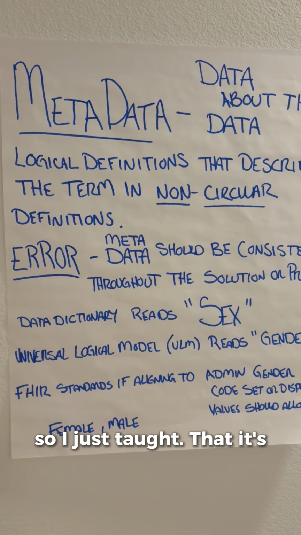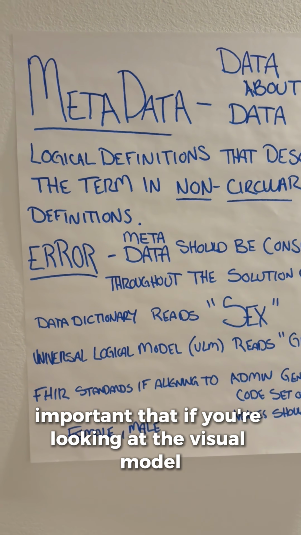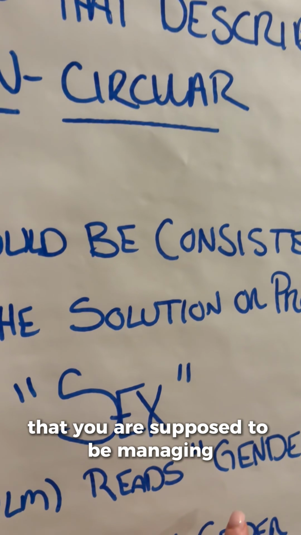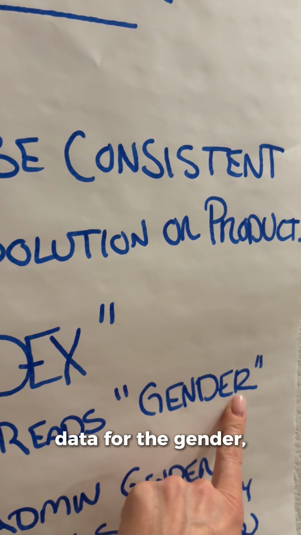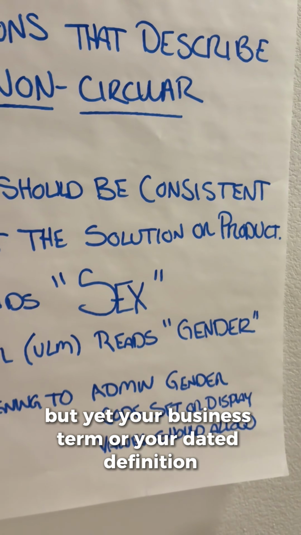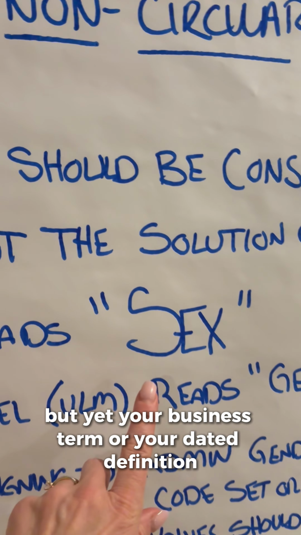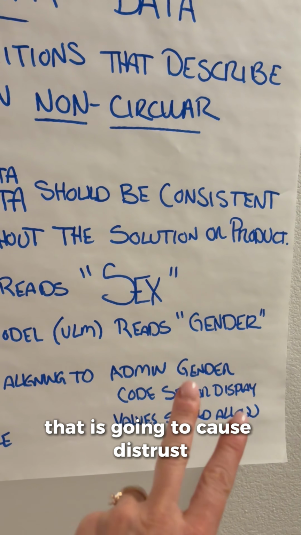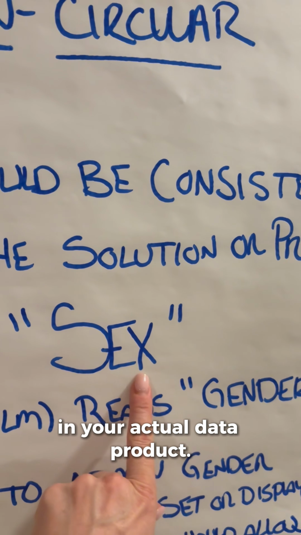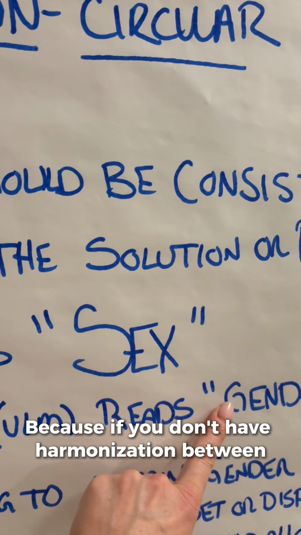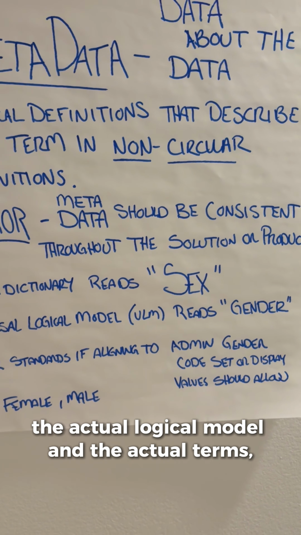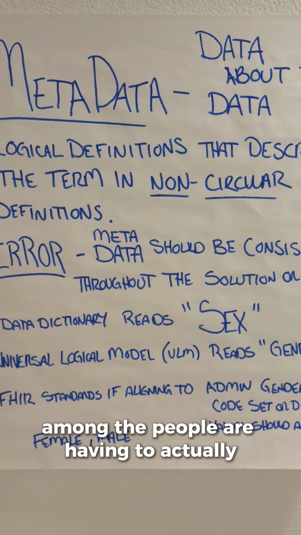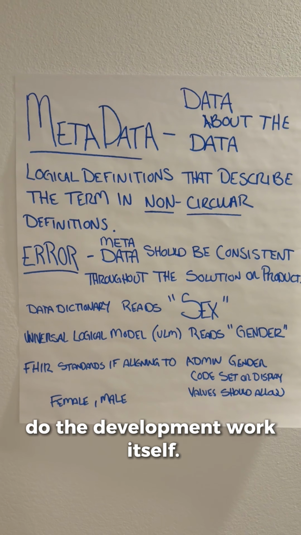So I just taught that it's important that if you're looking at the visual model of how the data is laid out, that if the model says that you are supposed to be managing data for the gender, but yet your business term or your data definition instead uses the expression sex, that is going to cause distrust in your actual data product, because if you don't have harmonization between the actual logical model and the actual terms, then there's going to be confusion among the people who are having to actually do the development work itself.